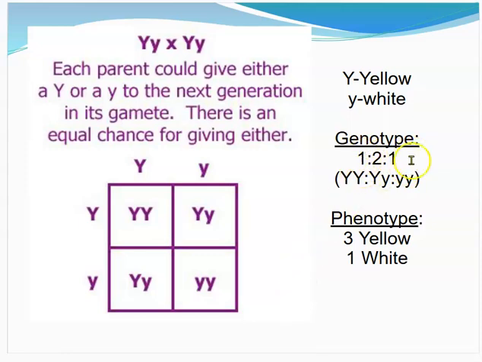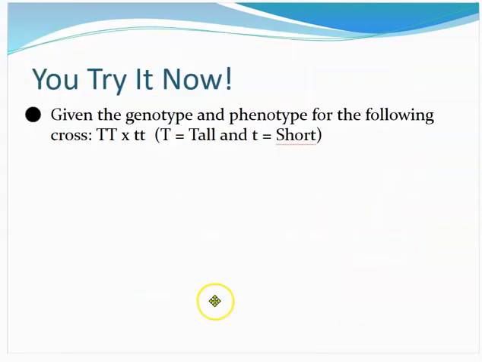And we can also see that the genotypes are 1, 2, and 1, meaning that we get 1 homozygous dominant, 1 homozygous recessive, and 2 heterozygous. So now I'm going to give you an opportunity to do this as a practice. If we have a genotype of big T and little t, big T being tall, little t being short, we're going to cross these 2 parents together.